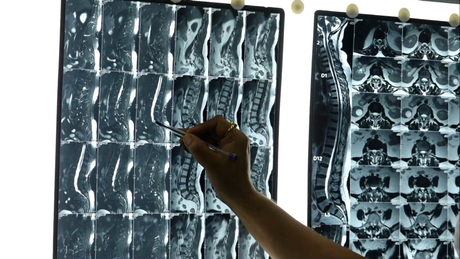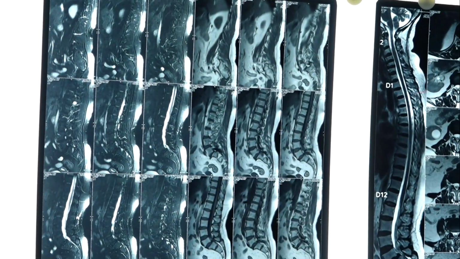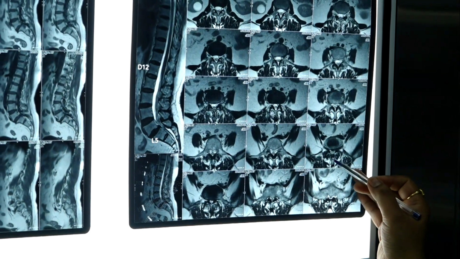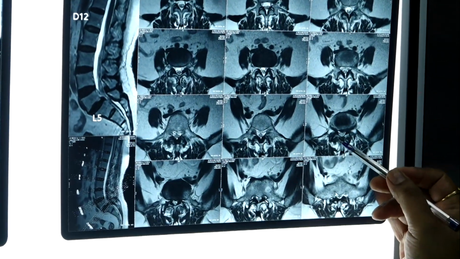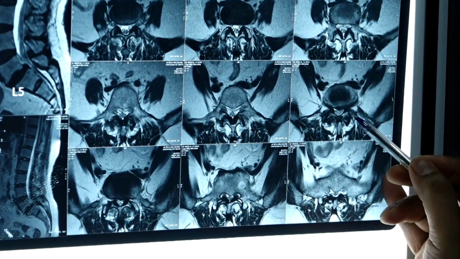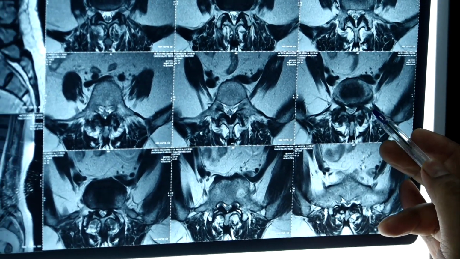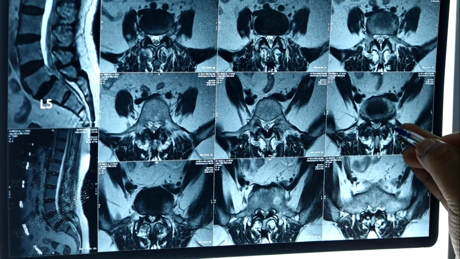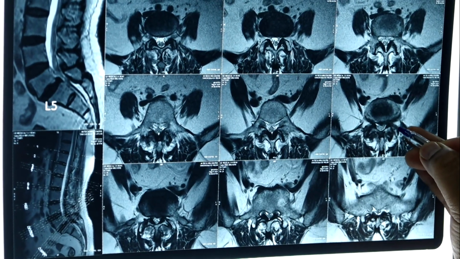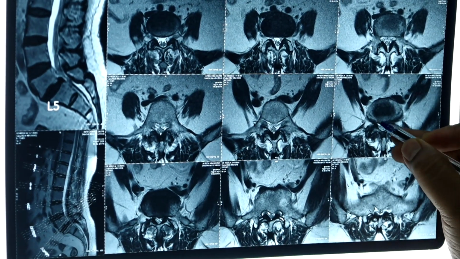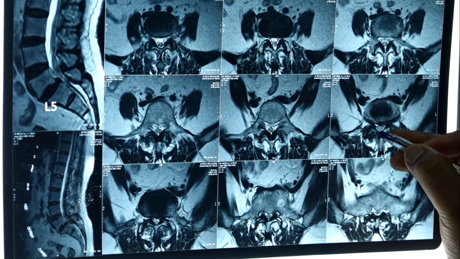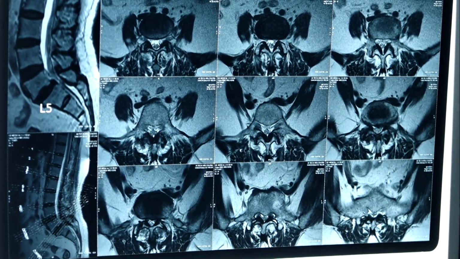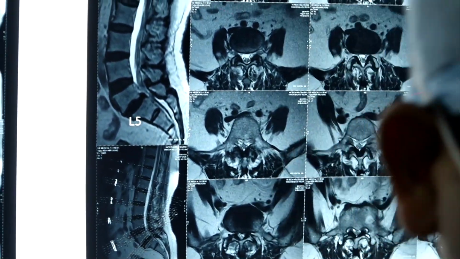So we will target this disc, this axial area, and our target is to free the left side traversing nerve root and the opposite side traversing and exiting nerve root. So this is the left side area which we will address at first go, and this is the contralateral area which we will address after decompression of the ipsilateral side. So we will start soon.